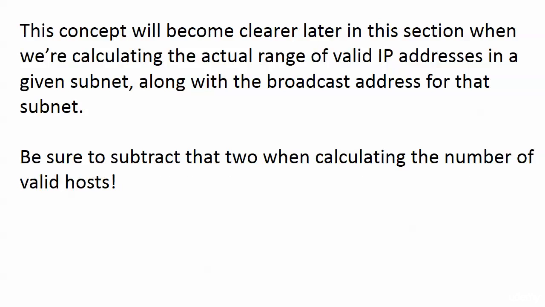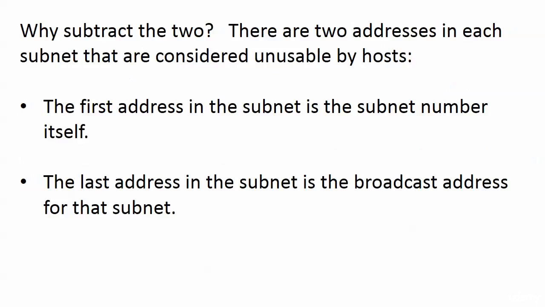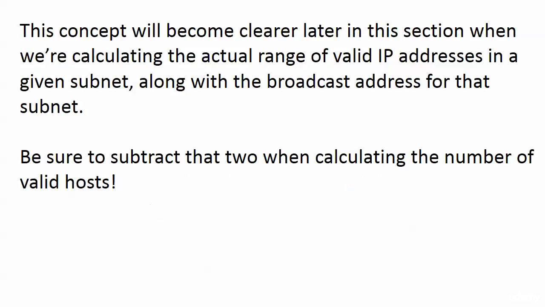And for now, I'm asking you to trust me on that because you're going to see very shortly, when we're calculating the actual range of valid IP addresses in a given subnet and or the broadcast address for that same subnet, that concept will become a lot more clear because we're going to go into the bit level on that. But again, your first and last addresses in any given subnet are considered unusable. So that's why you subtract the 2 when you're calculating the number of valid hosts.